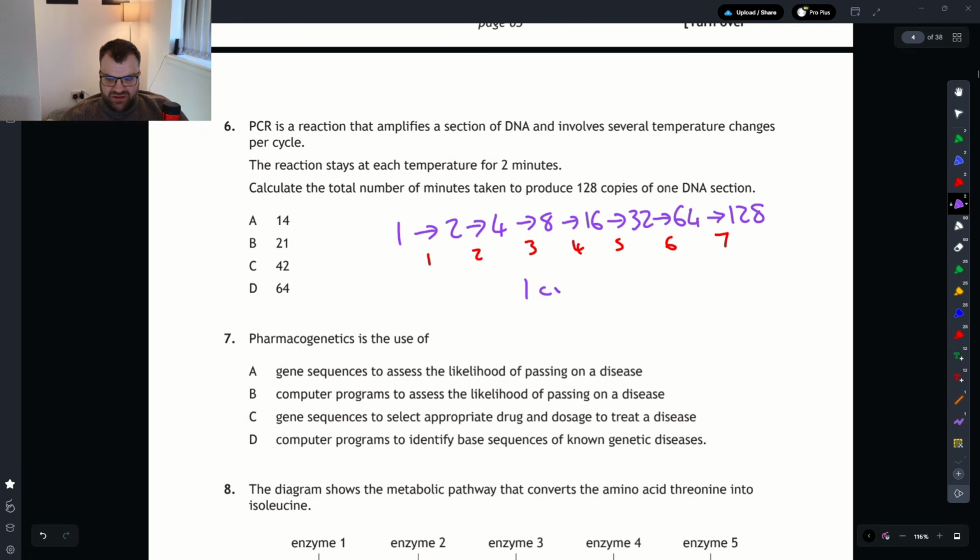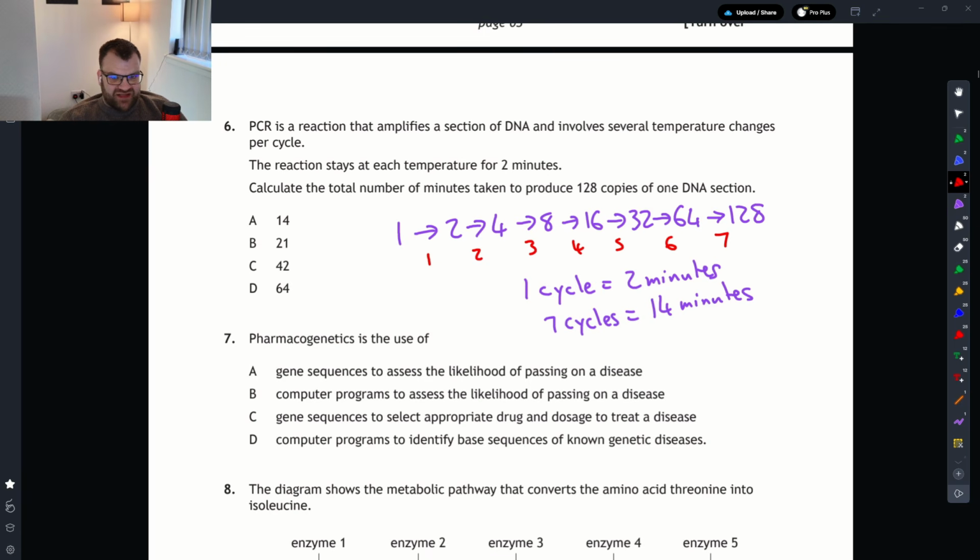And if 1 cycle equals 2 minutes, then 7 cycles is going to equal 7 times 2, which is 14 minutes. Now, I have actually now reread the question. It is saying that it stays at each temperature for 2 minutes.